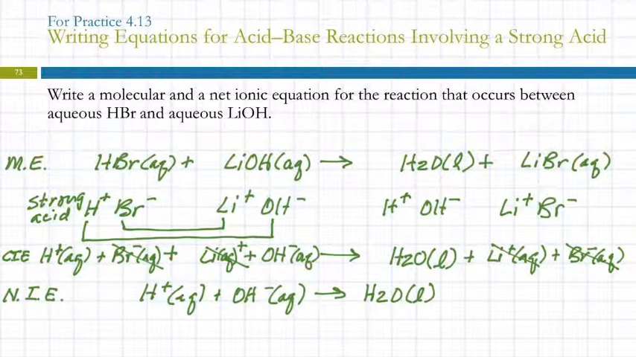Yes? So if the acid was a weak acid, you said you keep it as HBr intact? Okay. Right. So if you have a weak acid, your net ionic equation is not going to be this one. But if you have a strong acid, it pretty much will be. Any other questions?